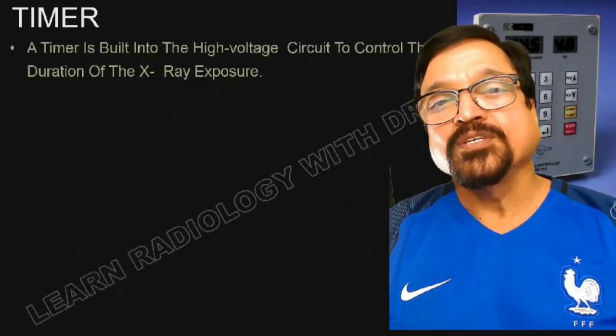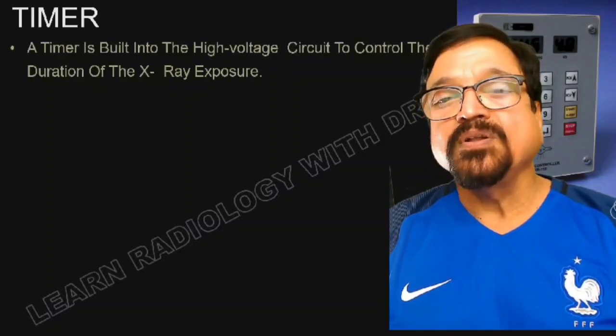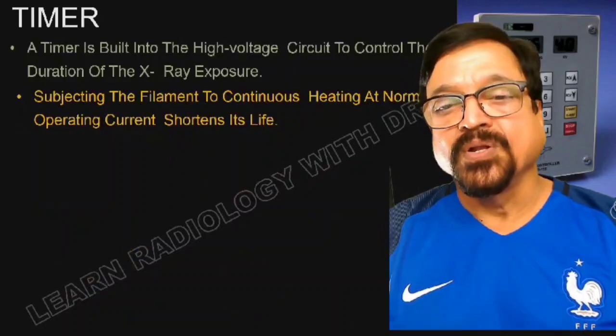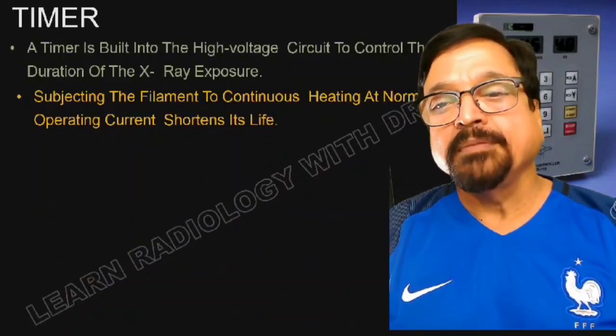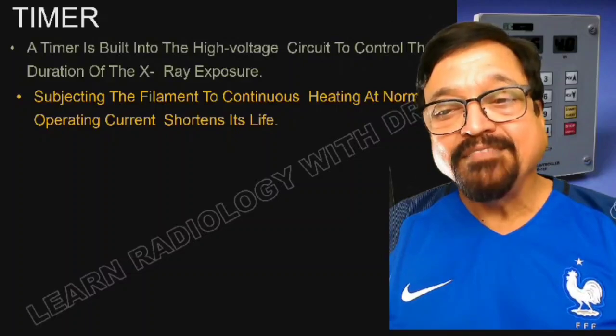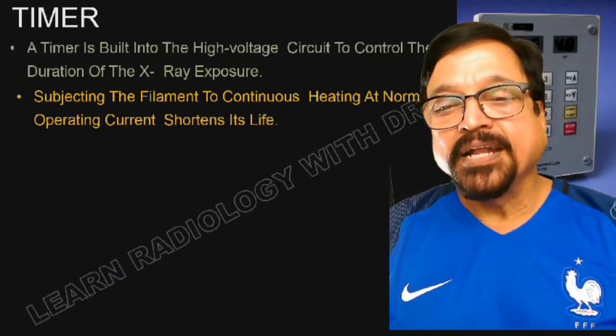Now timer, very easy to understand. How long do you want the X-ray to be on? X-rays are not produced continuously but at a certain time. A timer is built into the high voltage circuit to control the duration of the X-ray exposure. This you can control, higher or lower, depending on the part you want to radiograph.